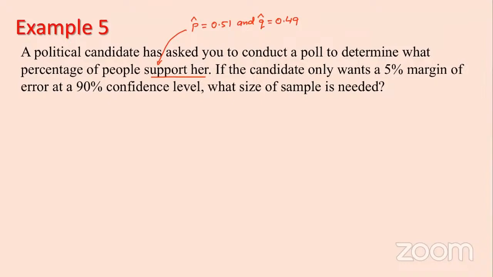Okay, we have that. And the candidate wants 5% margin of error. They have given the margin of error. 5% margin of error. That means the margin of error is equal to 0.05, right? And we are doing all this calculation at 90% confidence level. And we need to find what is the sample size.